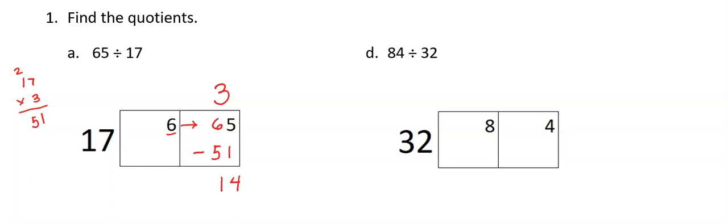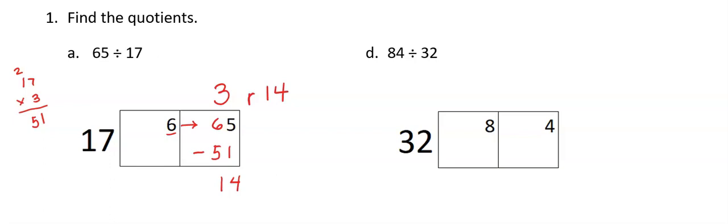I have to stop and ask myself if my remainder is acceptable. And by that, we remember that your remainder always has to be less than your divisor. Since 14 is less than 17, then that's an acceptable remainder. So my quotient is 3 remainder 14. Let's look at the next problem.